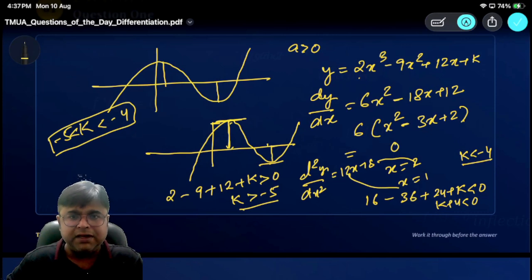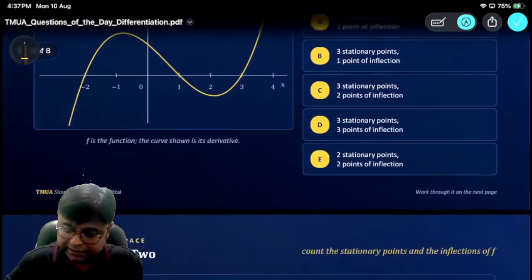So, a very common question in TMUA. Now you can work around what can be the values of k for which it will have exactly two distinct roots, or one real root and two imaginary. So all those cases can be verified through this method only, right? Okay, let's move on to the next.